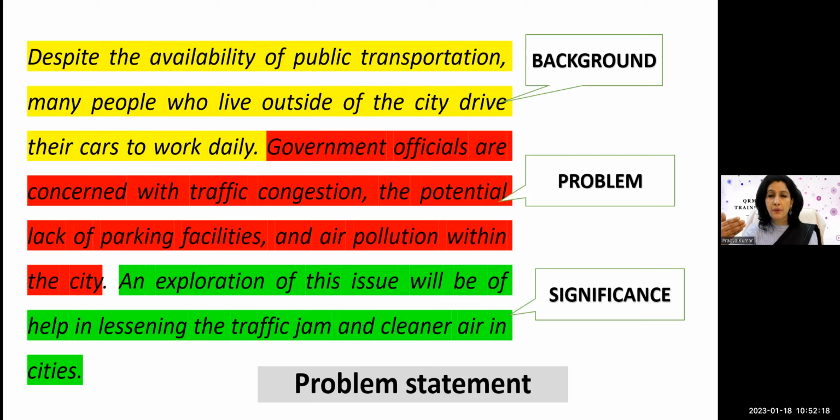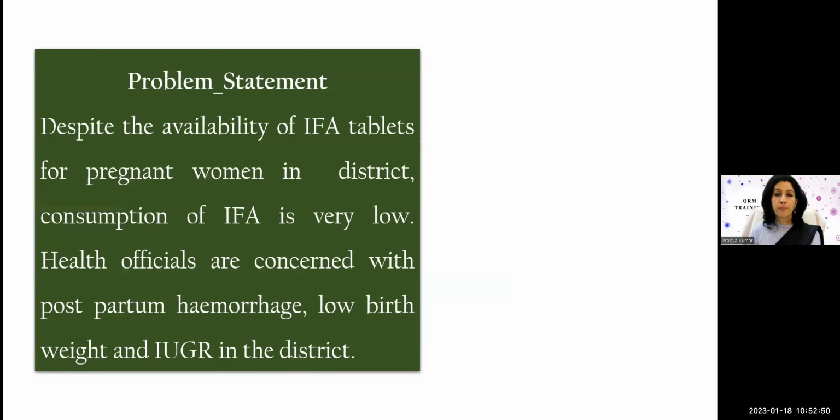Like in this example, you can see that the author has given, as the background, that despite the availability of public transport, people still use their own vehicle to drive to the city. That was the background. But driving to the city leads to the problem of air pollution, congestion and parking facility. That problem is the problem statement, and your study will help in lessening these problems. That is the significance. So these three constitute the problem statement.